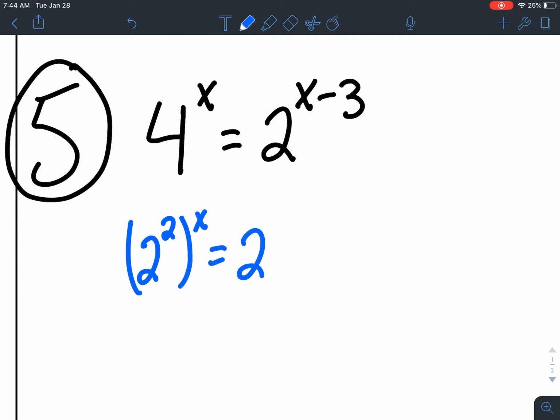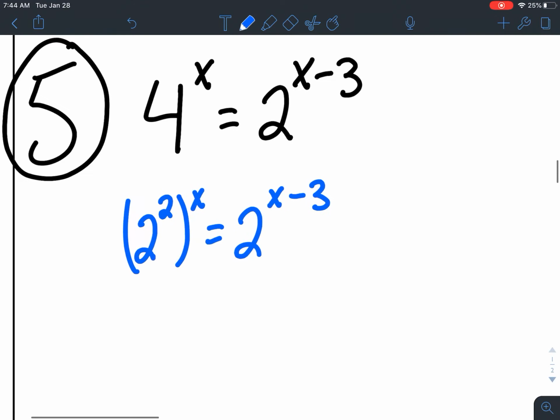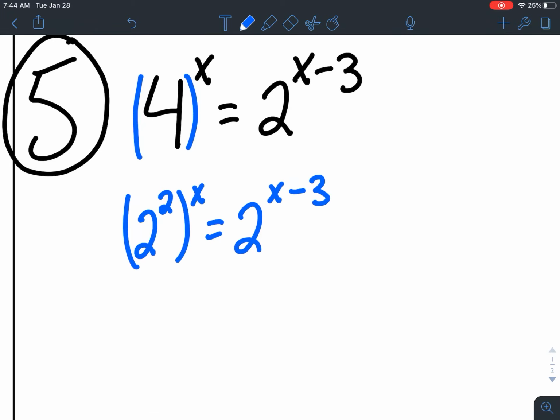Now the tricky part here is my base is being changed, but it already had an exponent on it. So I have to be careful here because I have just my 4, that I'm going to draw in parentheses right now. This 4 I'm rewriting as 2 squared, but it already had the exponent of x on it. So now I have to know my exponent rules. This is what we talked about back in 6.1, I think it was.